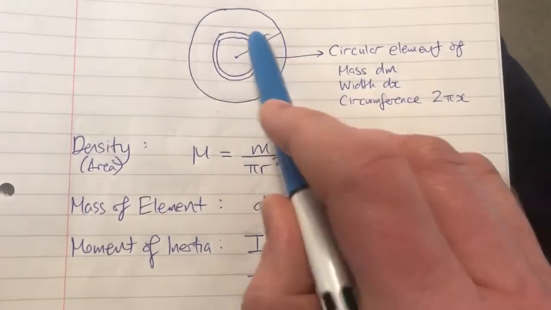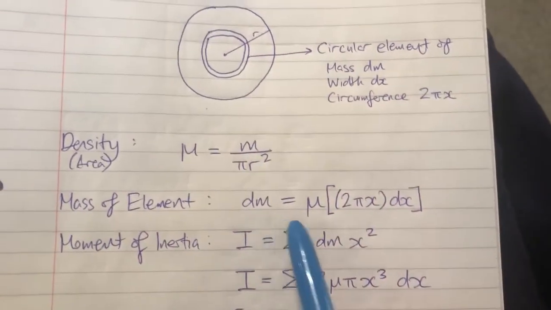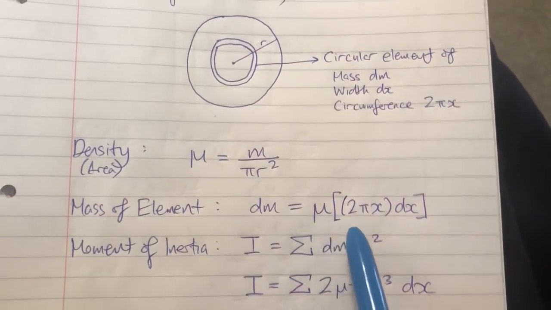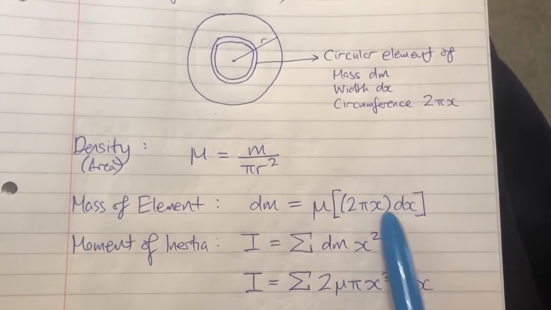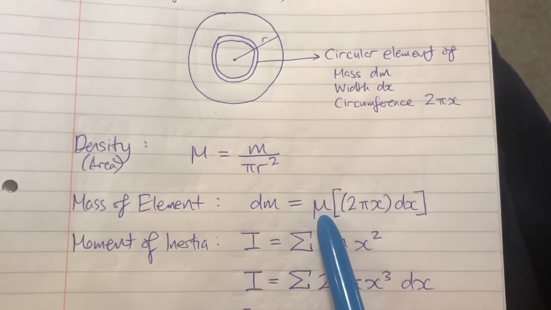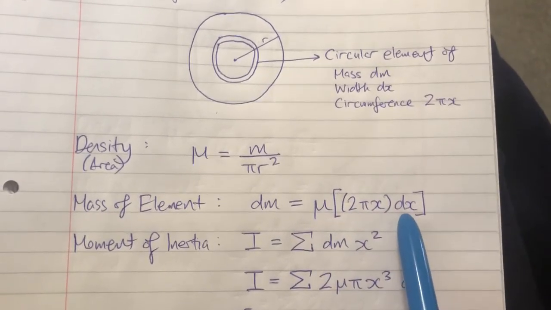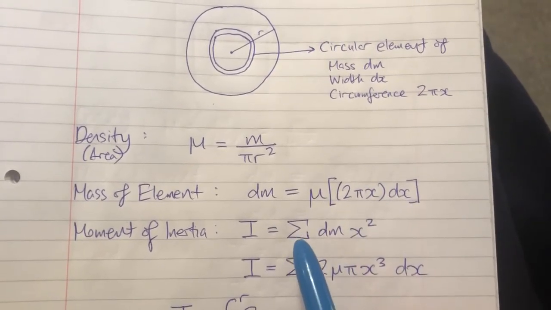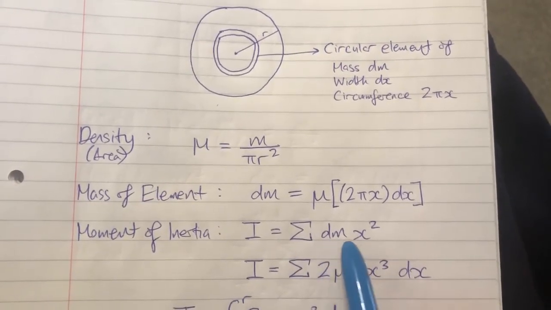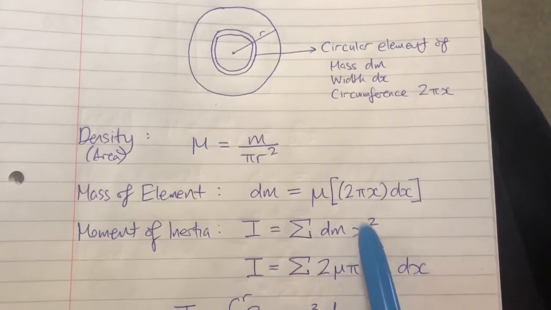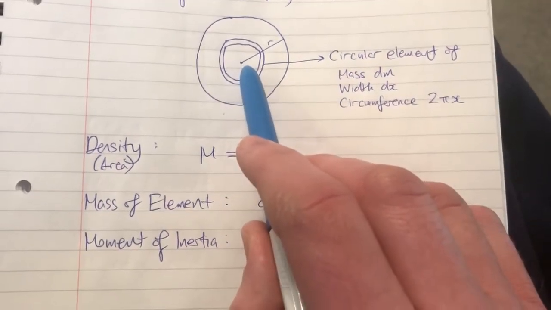The mass of that small circular element, δm, is the density times the circumference of that circular element times its small width. So effectively, it's mu times the circumference times that small width. The moment of inertia is given by the sum of the product of those mass elements times the square of the distance from the center of the disk in this case.